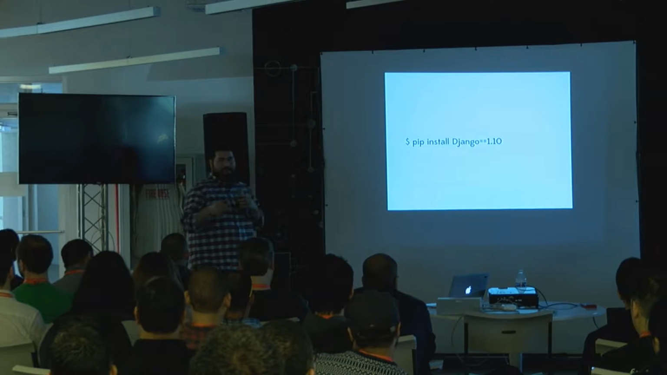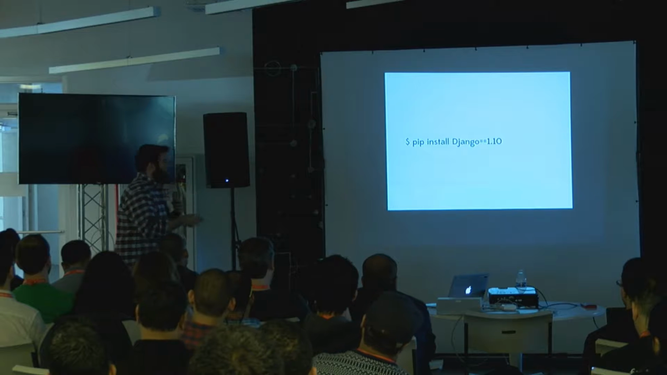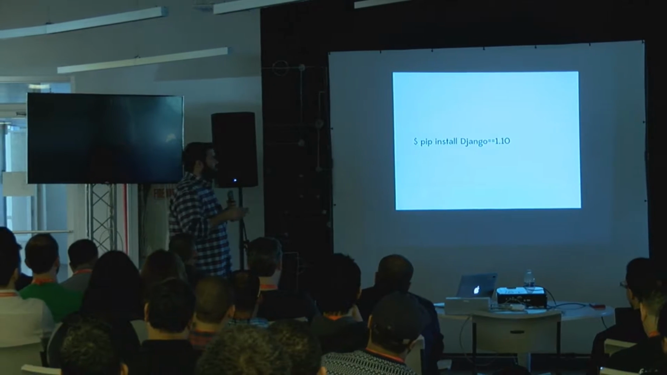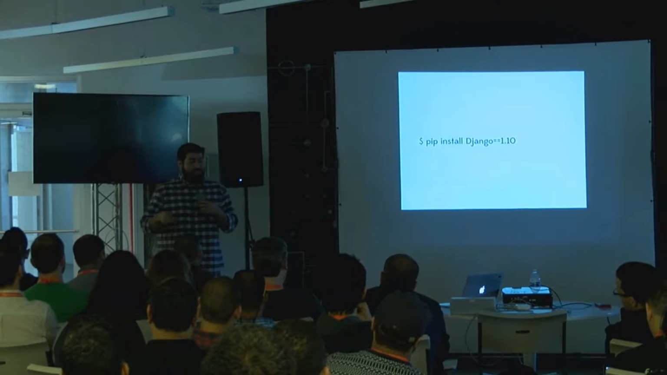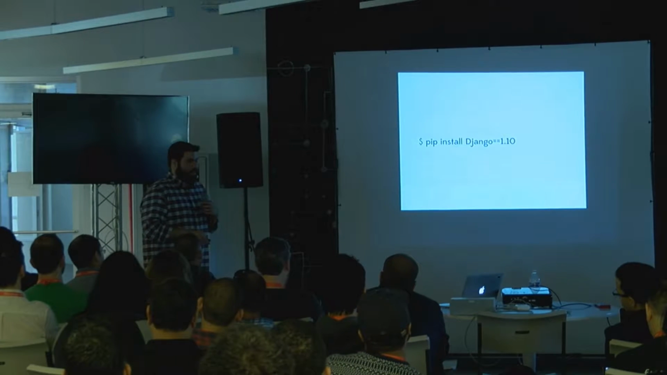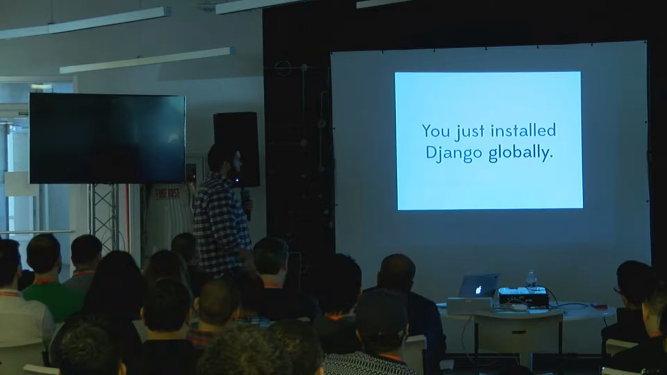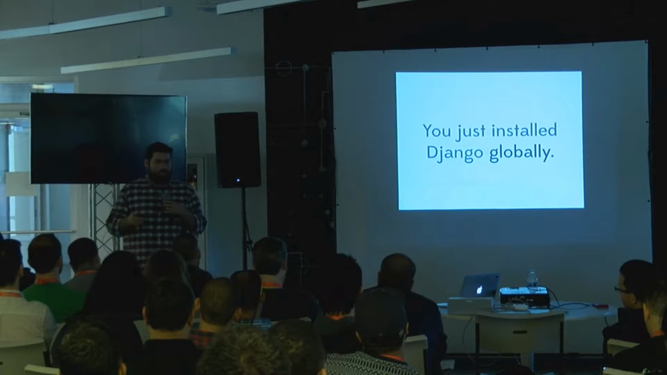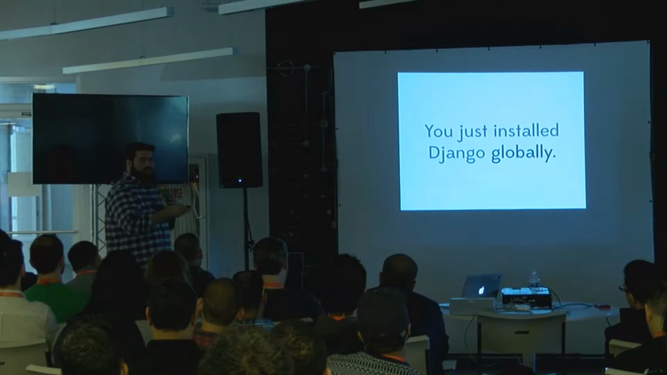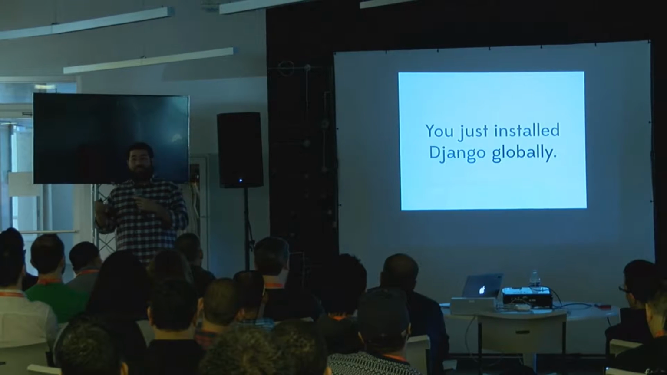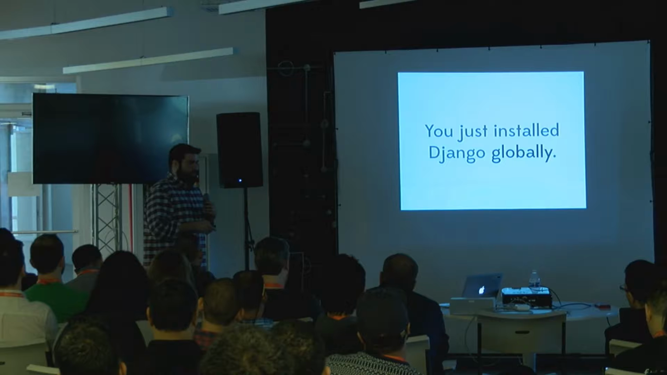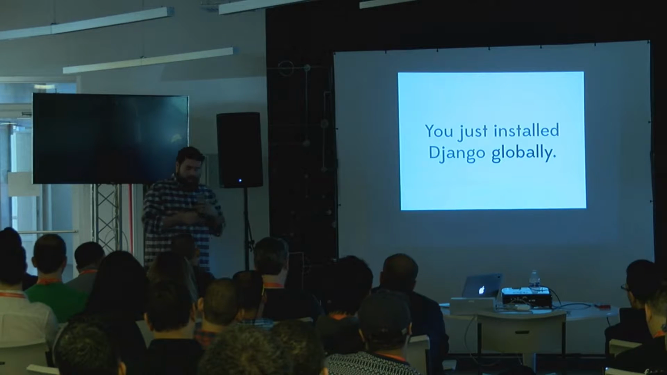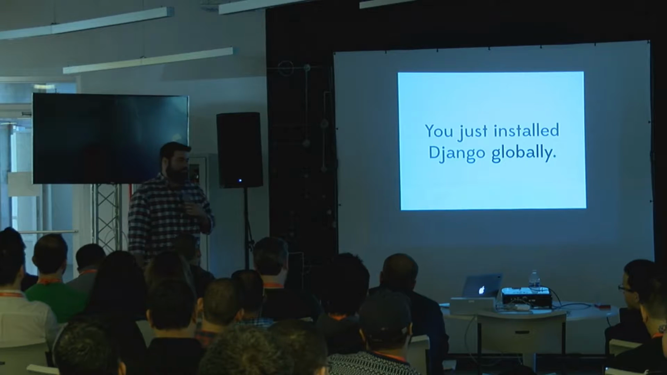Sometime after, you decide to start working on another project and you go again for the best tool for the job. You use Django, this time 1.10. So you do pip install Django 1.10, and you just install Django globally. And that project you worked on back in 2015 happened to depend on some features that are now deprecated in 1.10. So you might be surprised when you go back and see some unexpected errors.